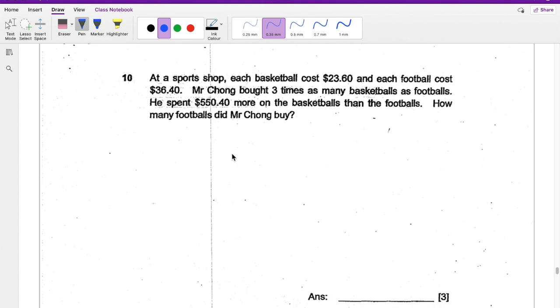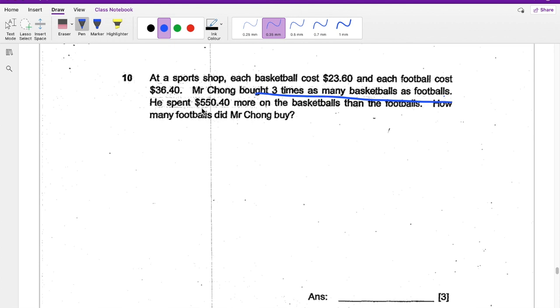Okay, let's see question 10. At a sports shop, each basketball costs 23.6 and each football costs 36.4. Ms. Chong bought 3 times as many basketballs as footballs. So you need to be careful about which is more. It says 3 times as many basketballs as footballs. So basketball is 3 times footballs, right? And we need to be careful, it is 3 times, not 3 times more. If 3 times more, it means 4 times.